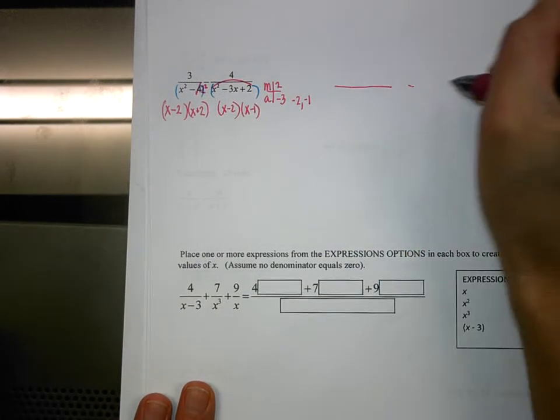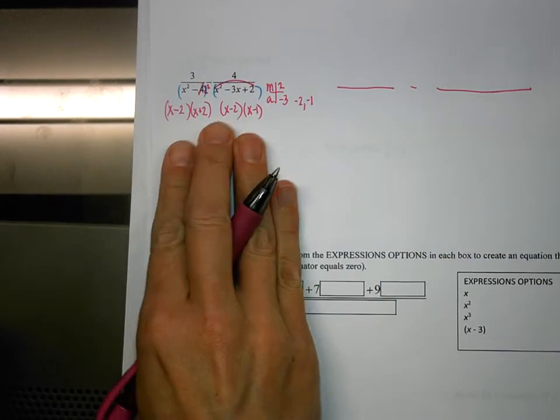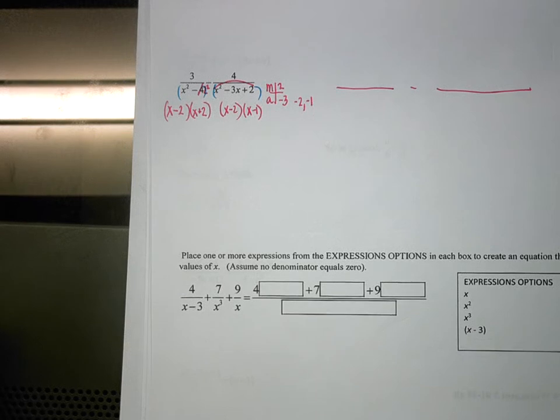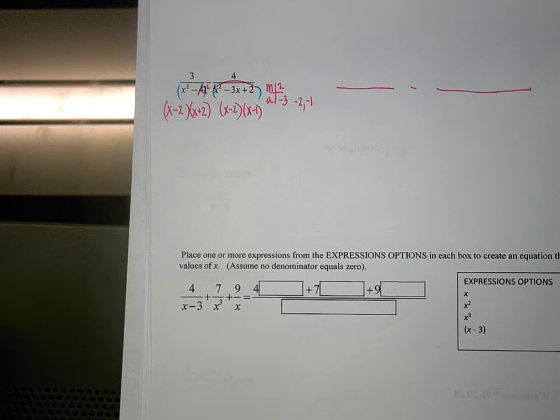Okay, so I'm going to give you 1 minute right now in your groups, and I want you to see, based on what we've done here, what you think the common denominator is going to be. How many sets of parentheses are you going to have in the denominator? 3 is the correct answer.